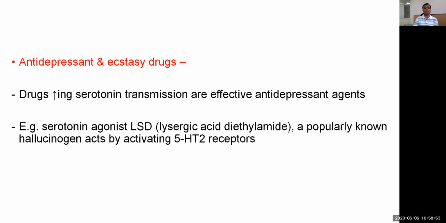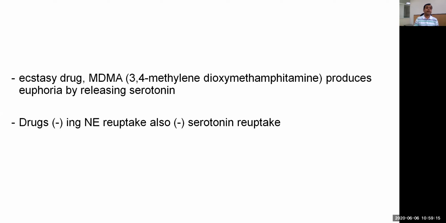Antidepressant and ecstasy drugs. Drugs increasing the serotonin transmission are effective antidepressant agents. Example, serotonin agonist like LSD, lysergic acid diethylamide, a popularly known hallucinogen, act by activating the receptor called 5-hydroxytryptamine receptor. Ecstasy drug MDMA, that is 3,4-methylenedioxymethamphetamine, produces euphoria by releasing serotonin. Drugs inhibiting the norepinephrine reuptake also inhibit the serotonin reuptake.